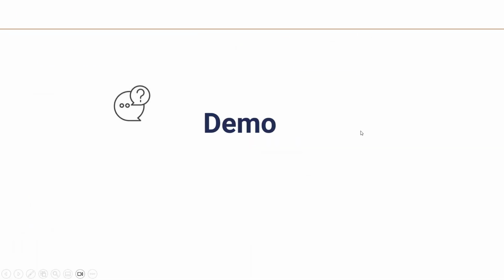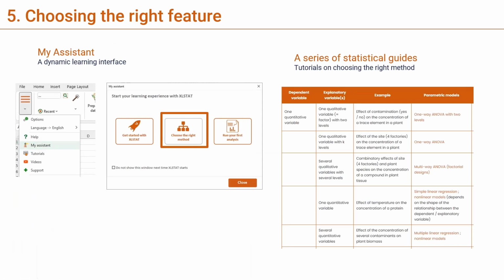Okay, well, I hope that was clear enough. And choosing the right feature can be quite tricky. I'm sure you remember the XLSTAT ribbon I showed you previously, and all these features that are grouped by a theme. So under machine learning, you may wonder, okay, should I choose random forest or regression trees?